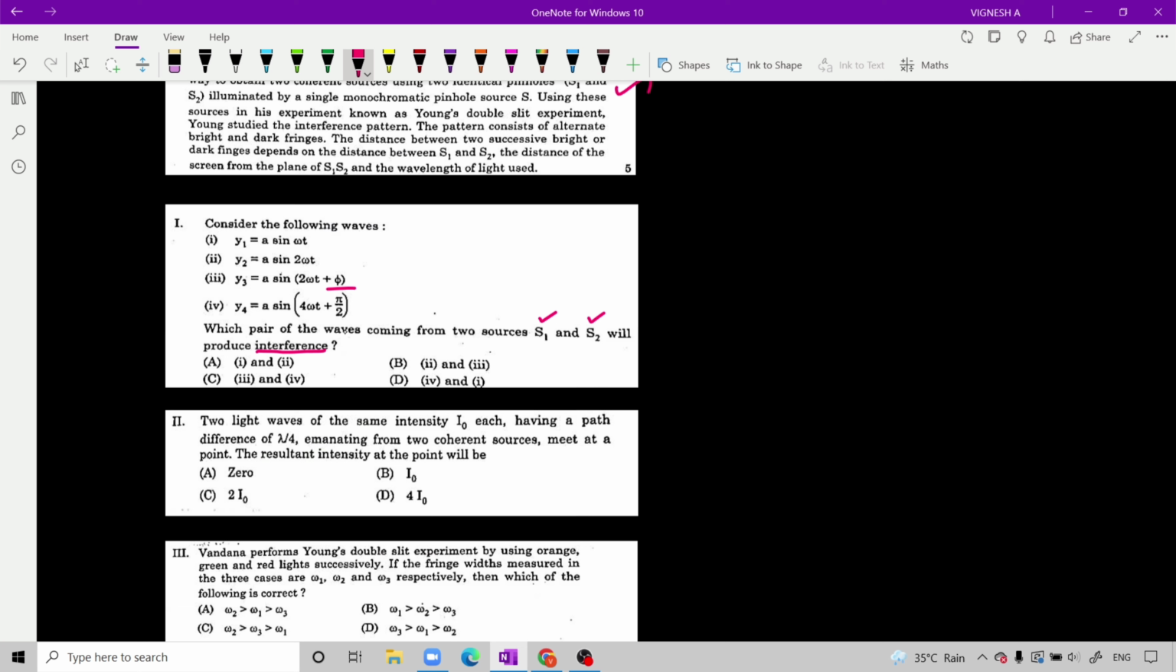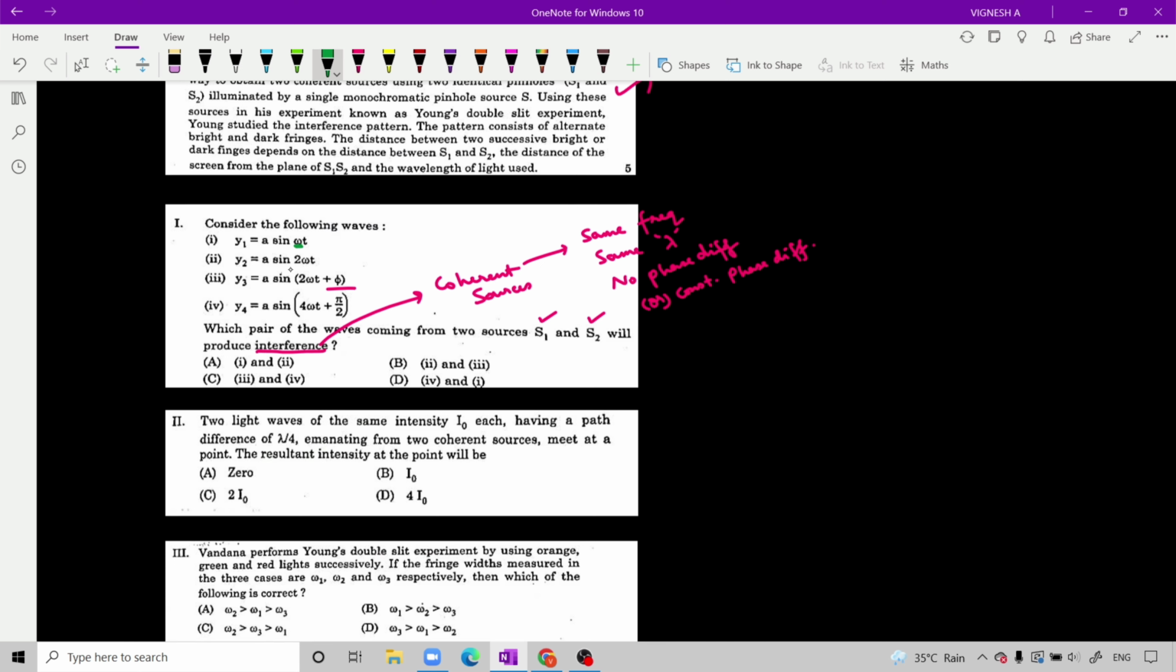Right, so interference will be produced by coherent sources. Coherent sources are those sources which have the same frequency. They should have the same wavelength and either no phase difference or a constant phase difference. This is the definition of coherent sources. If you know coherent sources, that's a very easy question.